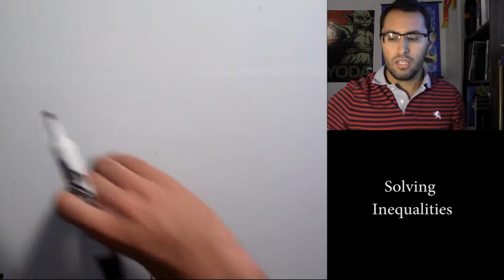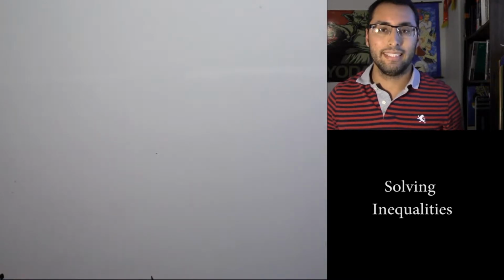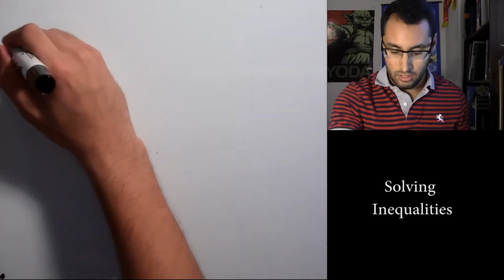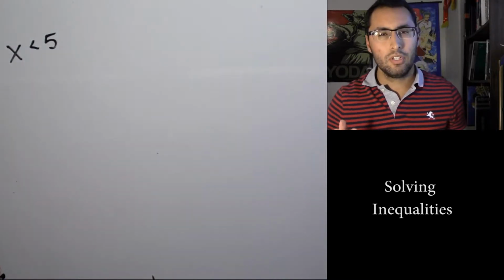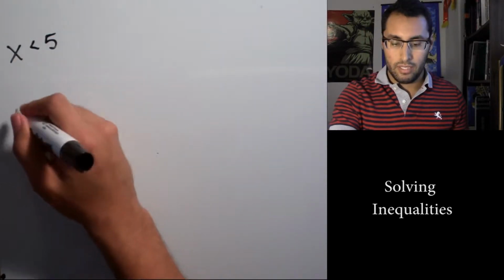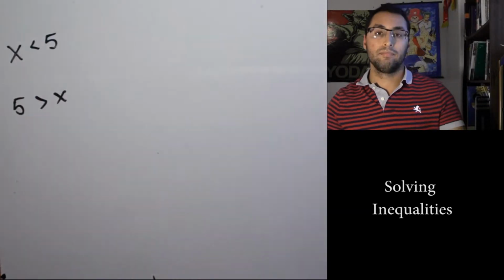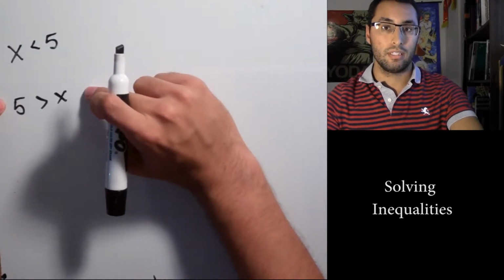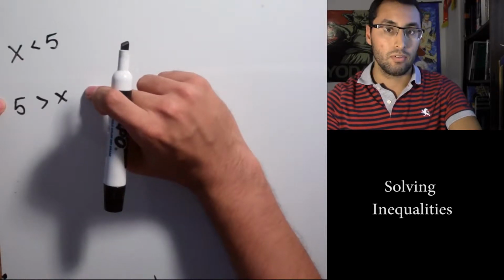Now generally what I see, students' common questions and common mistakes are on graphing the inequality: where do I shade? Well, I'm going to give you two. We have x is less than 5, and another way of writing that: 5 is greater than x. These two things say the same exact thing, but are written in a different way.